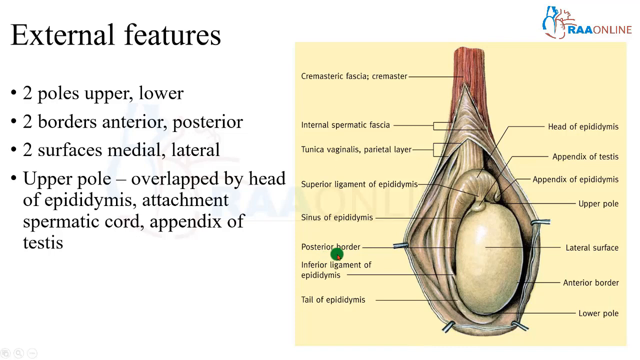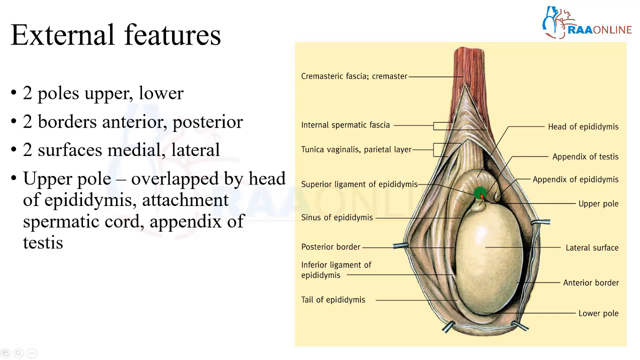Now coming to the external features of testis, see here the testis has an upper pole and a lower pole. So it has two poles and two borders, the anterior border and the posterior border. As it is compressed laterally, it will have two surfaces, one the lateral and the other the medial surface. So these are the parts of testis. Each testis will have two poles or two ends, two borders and two surfaces. Let's see about each part.